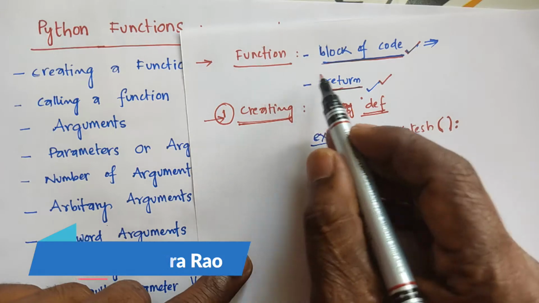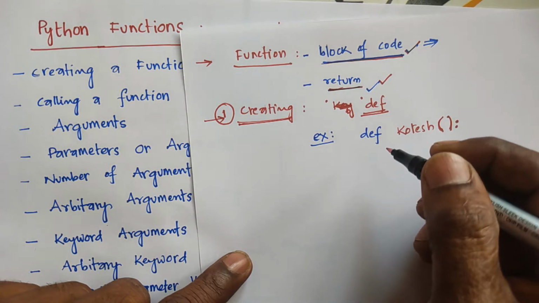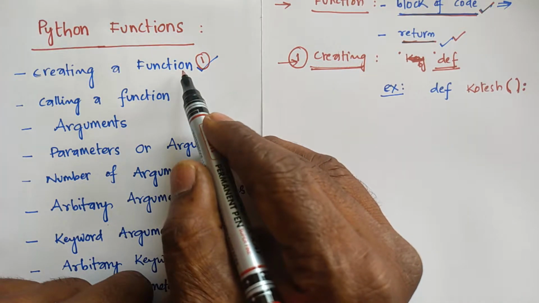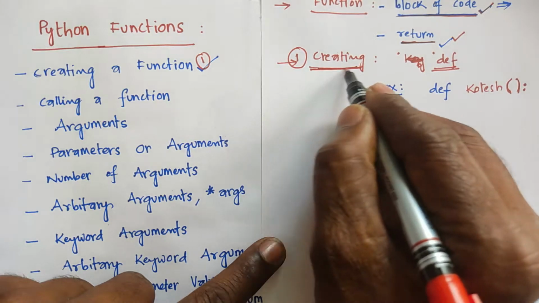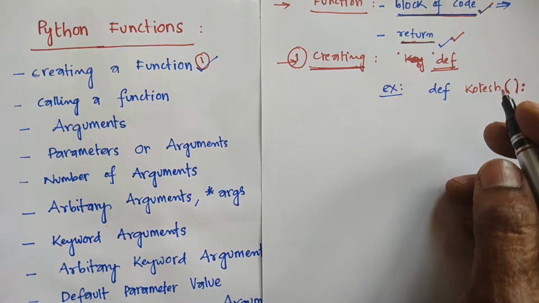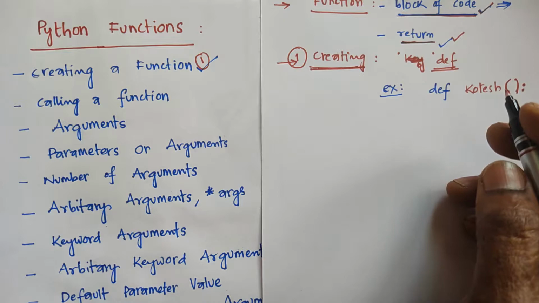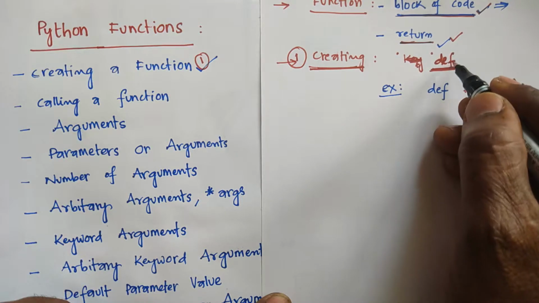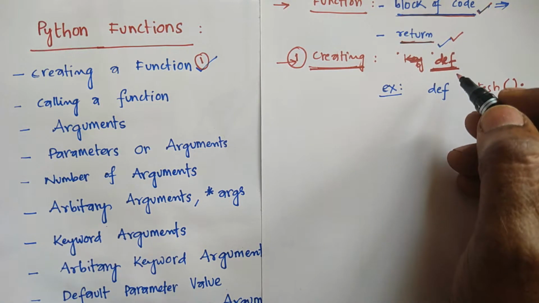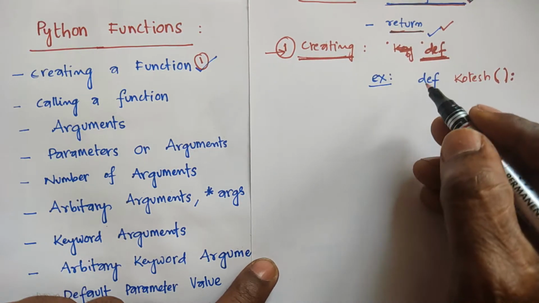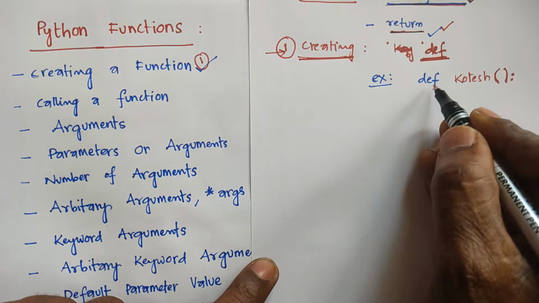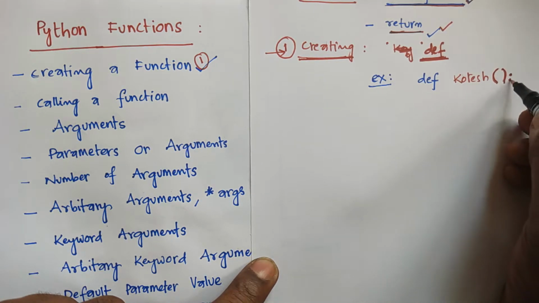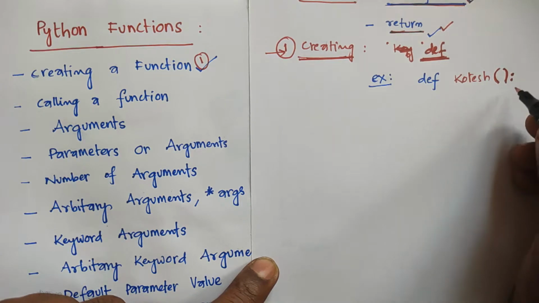Once again, the function definition is a block of code. The first concept is creating a function. In Python, a function is defined using the keyword def. All functions should start with def. For example, I am taking def, then my function name, quotation. Always you have to use these brackets and a colon, not a semicolon.